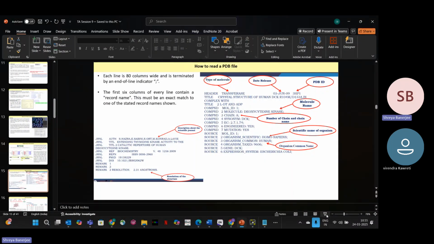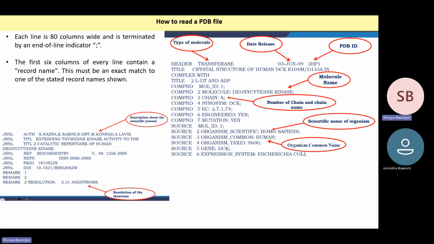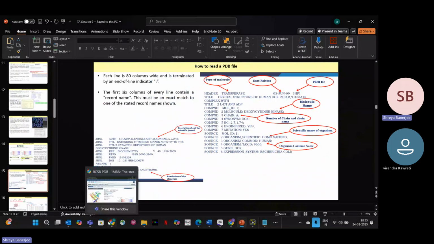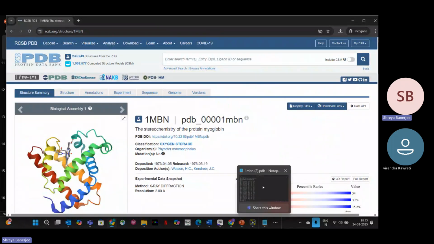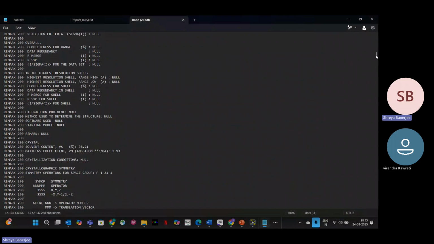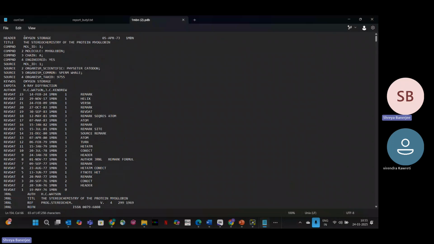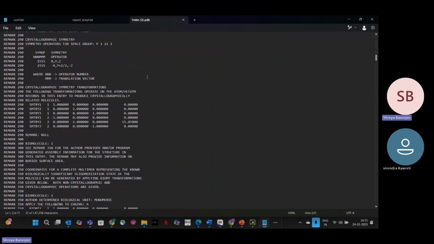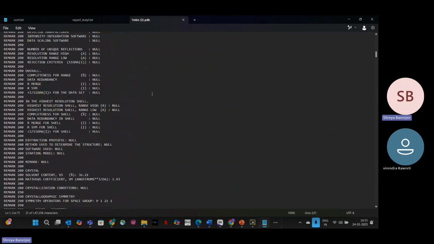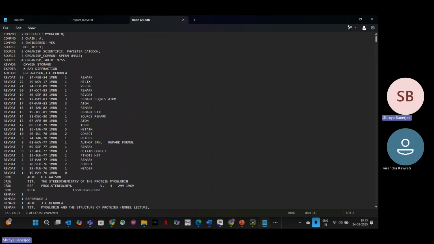So I was just talking about the PDB file, and I downloaded the PDB file for myoglobin by going to download files and PDB format, and I opened the PDB file in Notepad. So you can see what the PDB file consists of. It will tell you about the function of the protein, oxygen storage, the name of the protein, when the protein was deposited, and the 3-letter code. It will also tell you about the journal in which the protein was first mentioned.